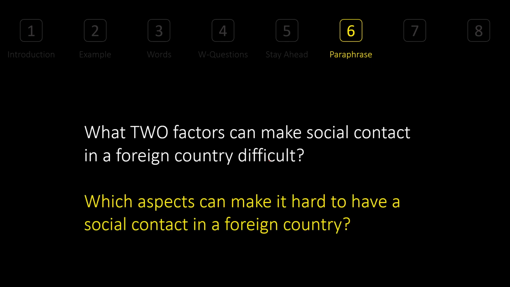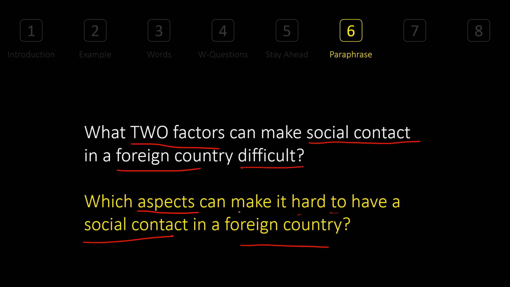They might say something like this: Which aspects can make it hard to have a social contact in a foreign country? Now see, we changed two factors to social aspects. Social contact is fine, we can keep it the same. They might keep it the same. Foreign country is similar, but they make it difficult, make it hard.